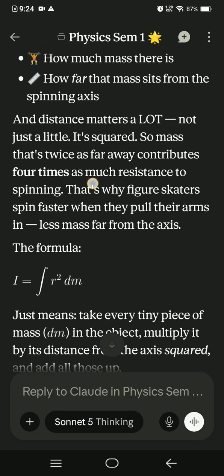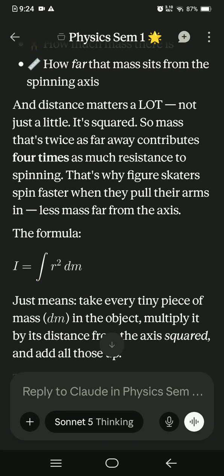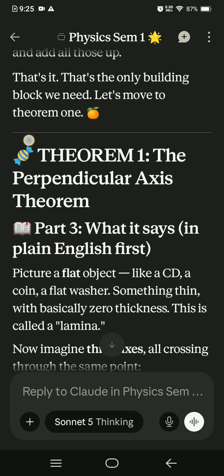So the formula for moment of inertia is this: the summation of m r squared, and the integration form is the integral of r squared dm. It just means take every tiny piece of mass dm in the object and multiply it by its distance from the axis squared, and add all those up. That's it. That's the whole building block we need. Let's move on to theorem 1.